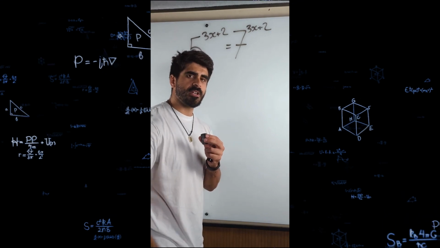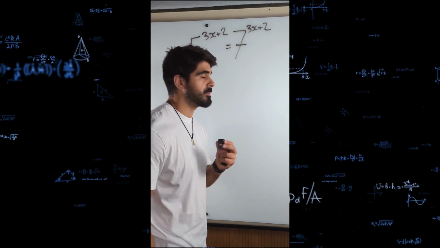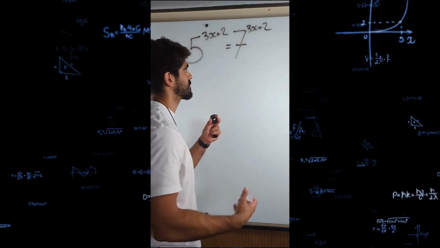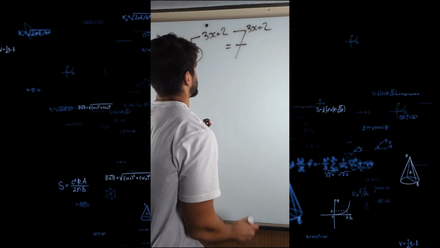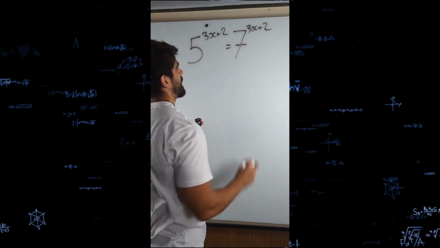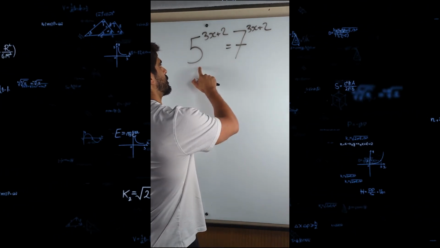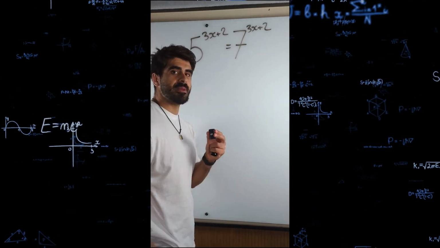Well, what was your first instinct? To take logs on both sides? Maybe log base 5, log base 7, just general log, maybe ln. Well, it's actually easier than you think. What's interesting here is that the powers are the same. How can a power of 5 and a power of 7 ever be the same?